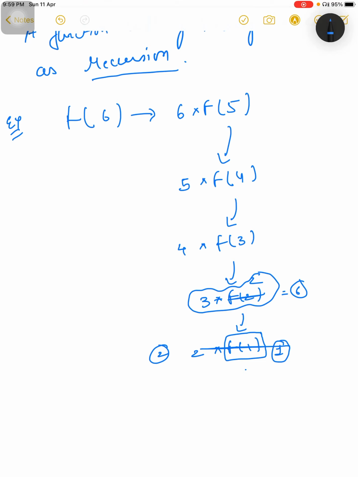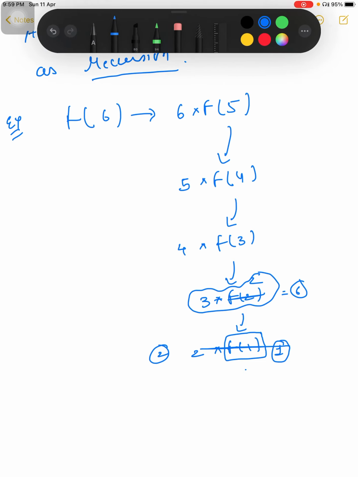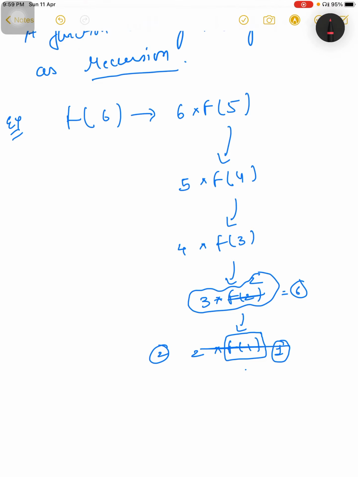Now this 6 value we can put here. We will have 24. Now we can put the factorial of 4 here, that is 24 into 5. Now we can calculate it to 120 into 6. So 120 into 6 is nothing but 720.